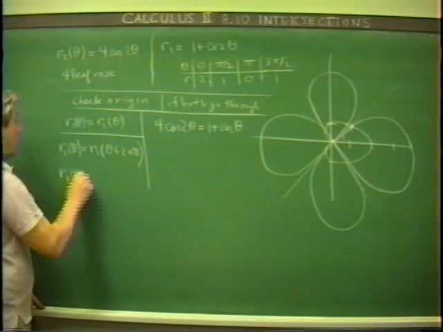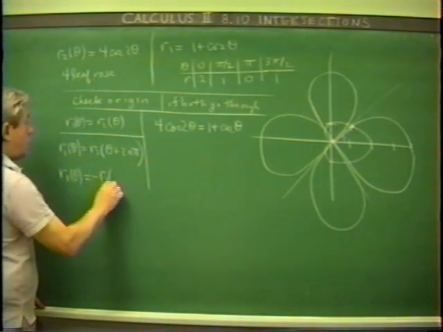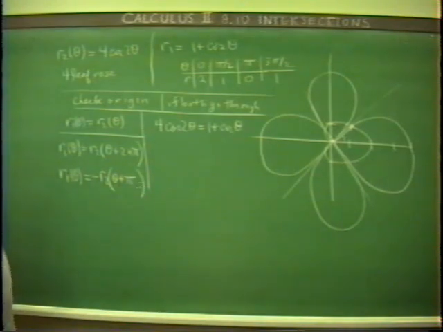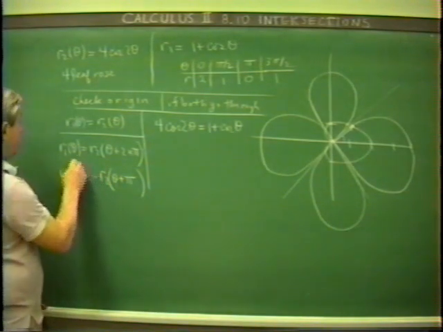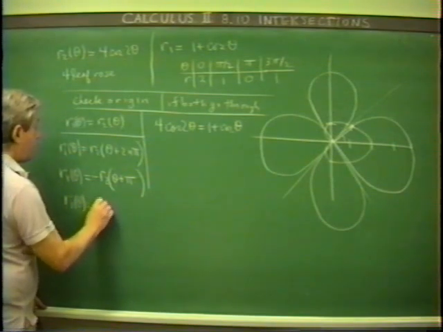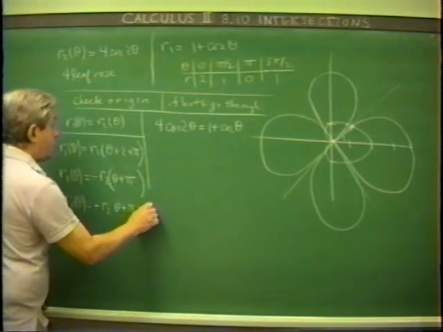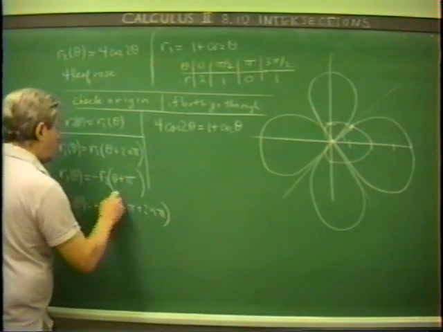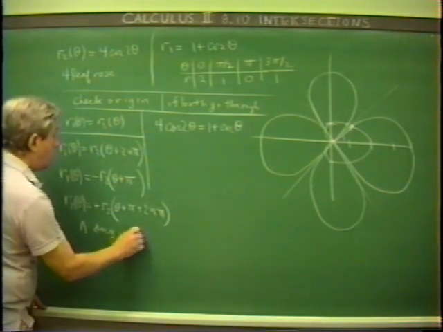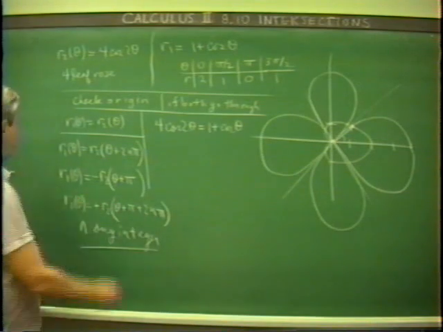at 2n pi later. There's another possibility here also that r1 of theta is equal to minus r2 of theta plus pi. And in general here, that r1 of theta is equal to minus r2 at some value theta plus pi plus 2n pi, where n in these cases is any integer.